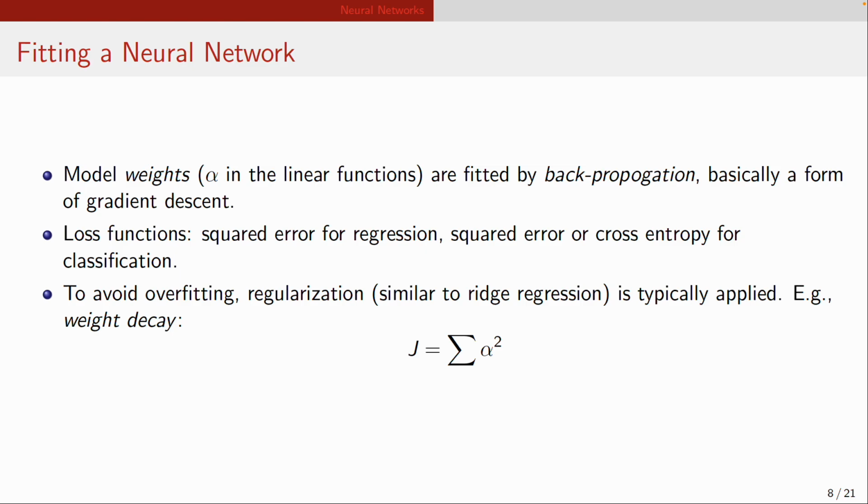So similar to all your other machine learning problems, typically for neural networks, you use squared error for regression, or you can also use cross entropy or squared error for classification as well. Okay, and to avoid overfitting, similar to all your other types of models, linear models, tree models, you can use regularization, right? In this case, basically the way that you regularize is that you take the sum of the model weights, and you apply a penalty term to make sure that you don't overfit your neural network. Okay.